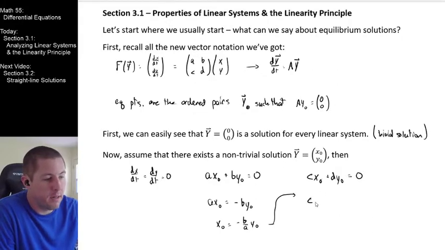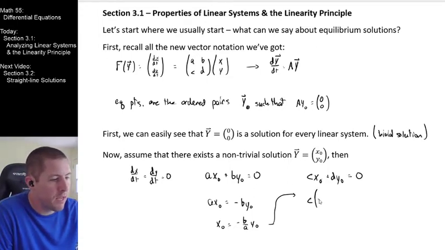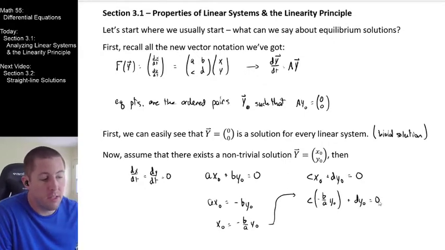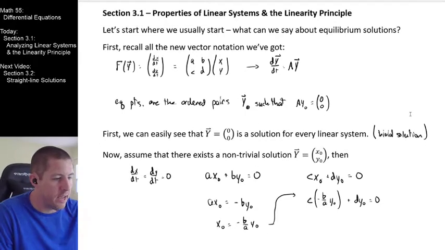And let's plug it in here and see what we get for our two solutions, our x0 and our y0. I want to know what they're going to be. So I'm going to get negative b over a y0 plus d y0 equals 0. And now we can solve for y0. I want to know what really is the value that we're going to get here.